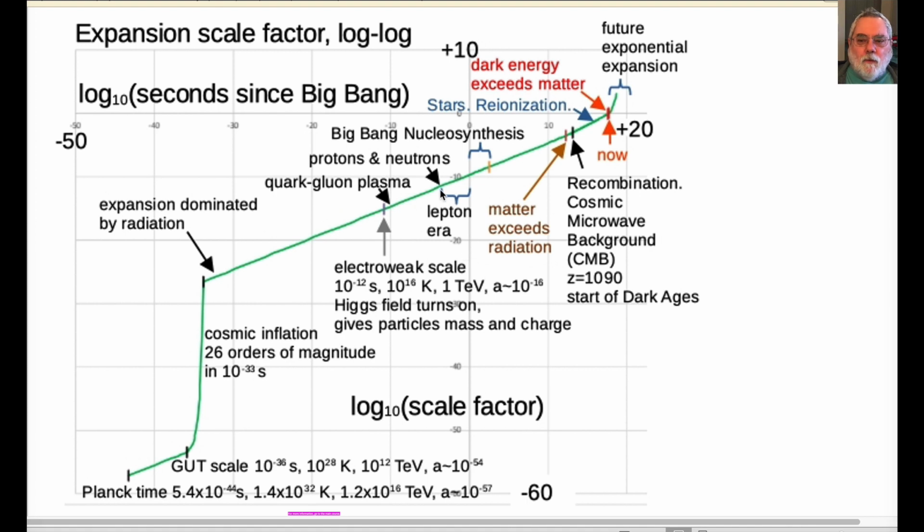From 10 to the minus 4 seconds to 1 second, or 1 second to 10 seconds, is sometimes called the lepton era or lepton epoch, as the dominant matter particles were relativistic muons, electrons, and neutrinos after most quarks and baryons annihilated and were no longer produced.